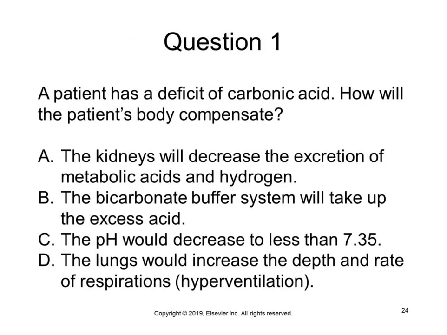Okay, we have question number 1. A patient has a deficit of carbonic acid. How will the patient's body compensate? And the answer is A. The kidney will decrease the excretion of metabolic acid and hydrogens.